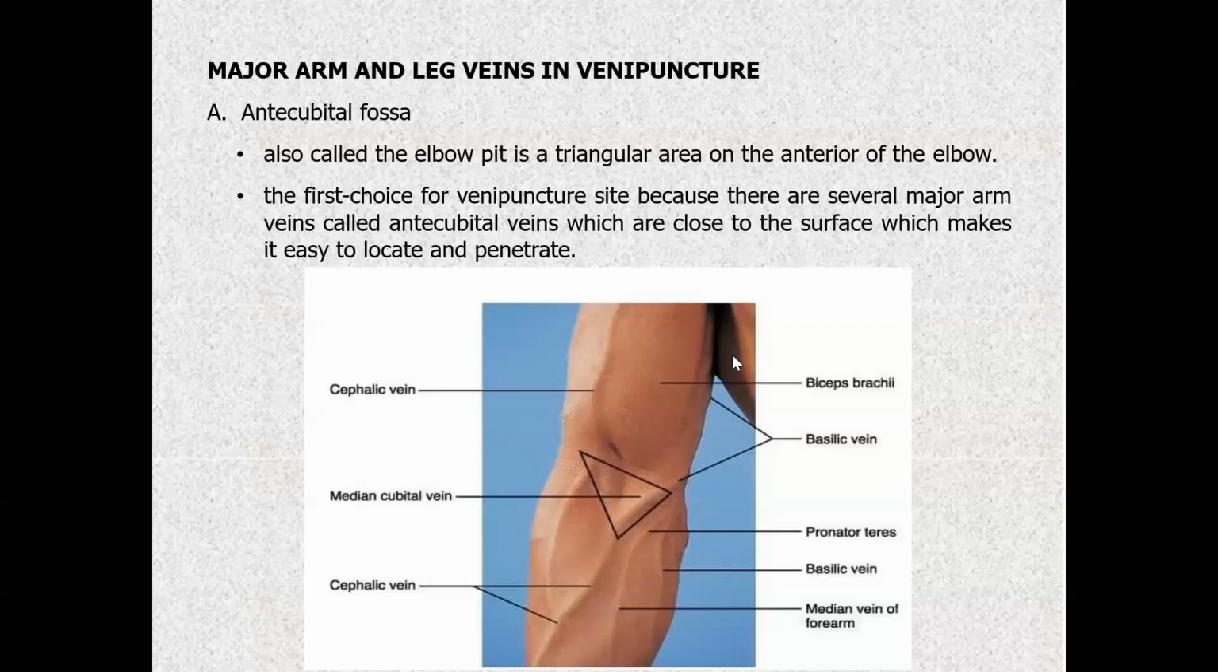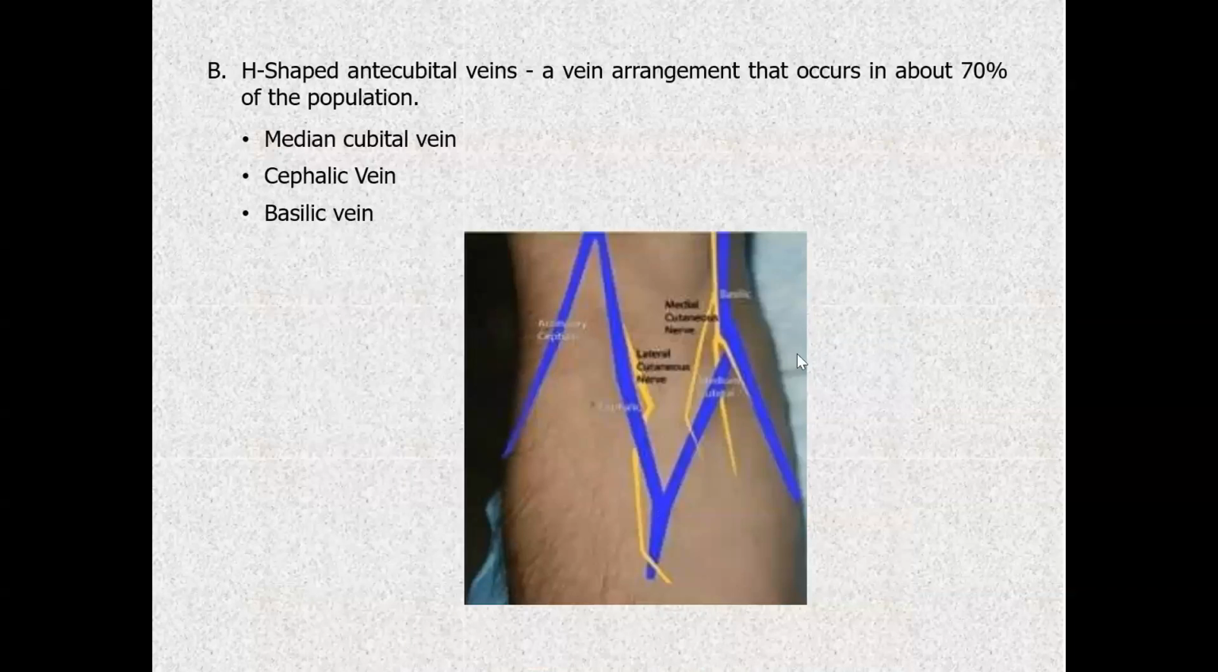Next, we have here the H-shaped antecubital vein. So, meron pa rin tayong median, cephalic vein, and basilic vein. Iba lang yung orientation. Okay? So, klase cephalic vein naman, madalas siyang nakikita sa mga obese patient. Minsan, mas prominent pa si cephalic vein compared to your median cubital vein when the patient is obese.